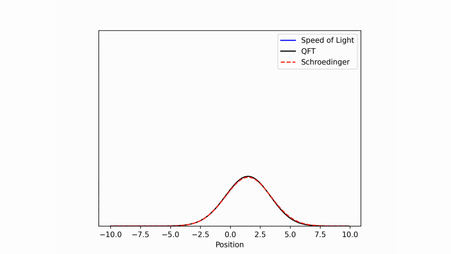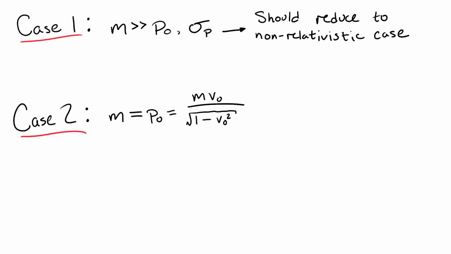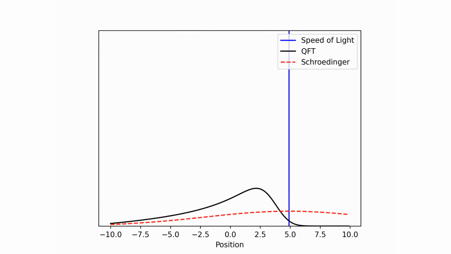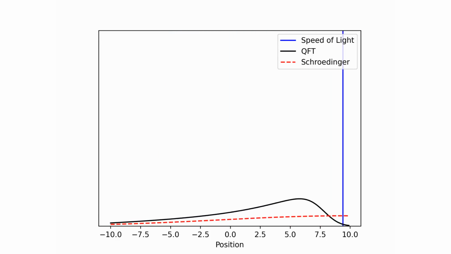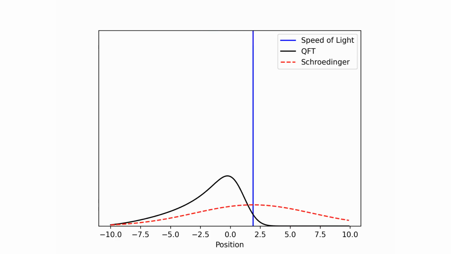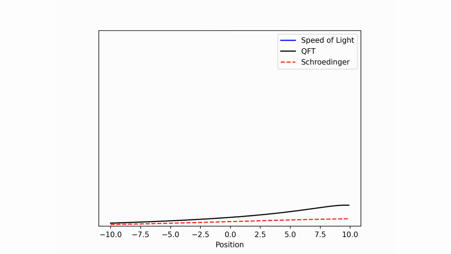Next, we'll consider the case where the particle's expected momentum is equal to its mass. If we work it out, this should correspond to the particle traveling about 70% the speed of light. Here, we see a big difference between the two theories. Just like before, the Schrödinger solution smears out as expected, but the behavior of the QFT result is much different.